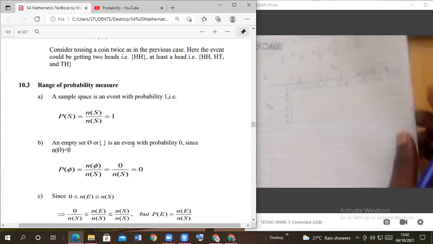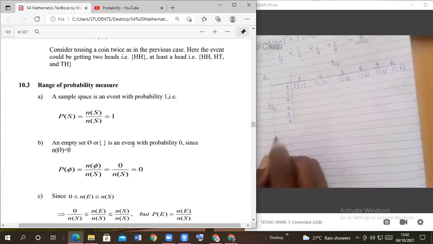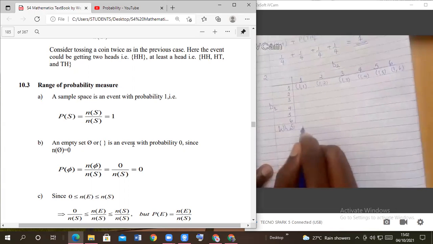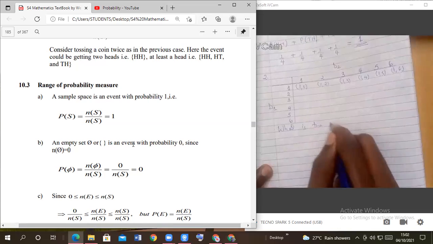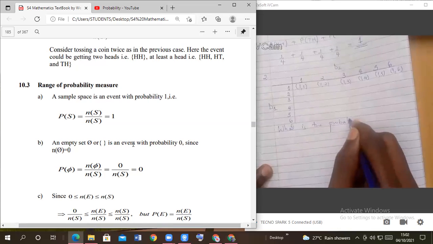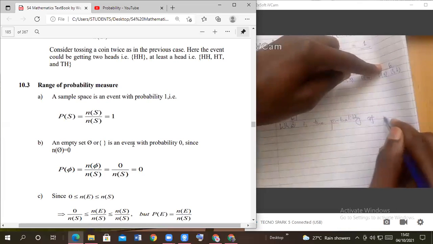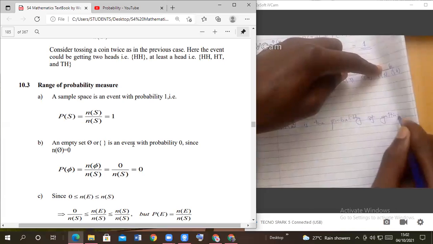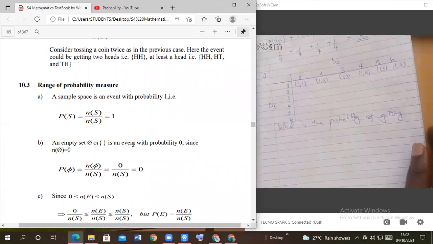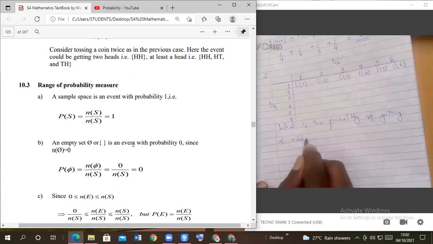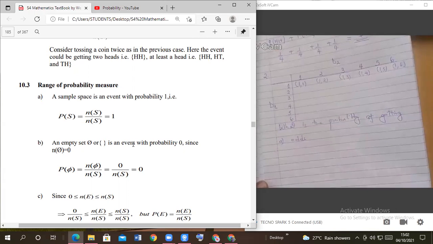Yes. Now, the question will come. What is the probability? You complete this table for me, please. We already have it. What is the probability of getting odds? Probability of getting what? Odds.